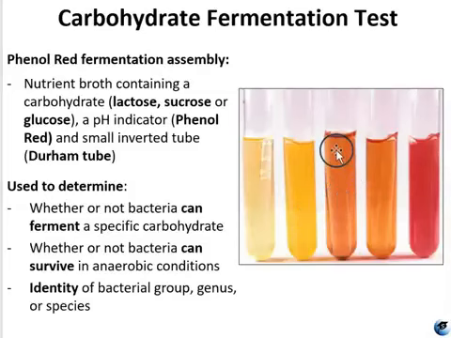This one doesn't have the gas bubble. The color change is not as drastic, but it has dropped in pH. So this one is fermenting, and so is this one. It's difficult to see here, but there is a tiny little gas bubble at the top, and there is a color change. It's not very drastic, but it is lower pH. So this is also positive for fermentation. So you can have a color change, you can have a bubble in the Durham tube, or you can have both. And all three of those scenarios indicate that yes, it is fermenting the sugar.